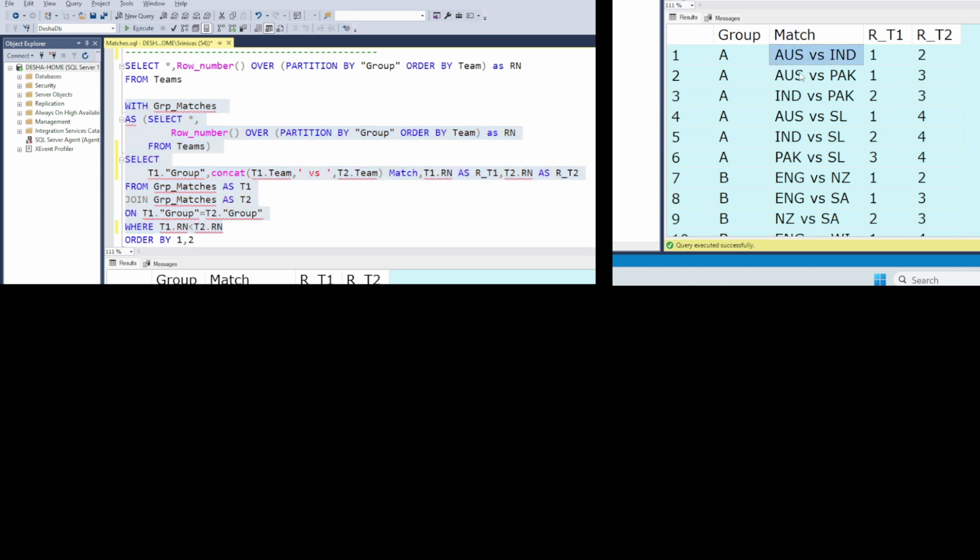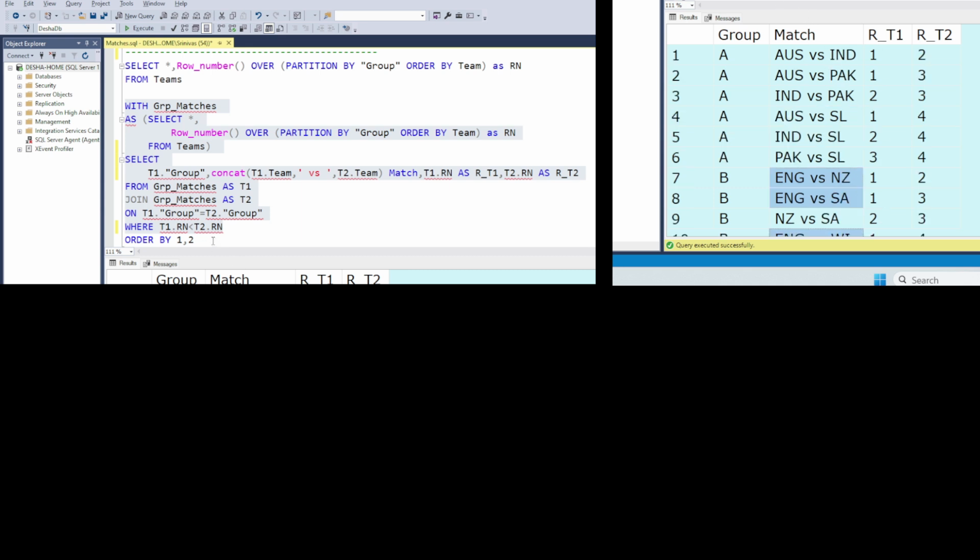Australia versus India, Australia versus Pakistan, India versus Pakistan, and Australia versus Sri Lanka. Since Sri Lanka is playing a match against Australia, we got Australia playing 3 matches, India playing 3 matches, and Pakistan playing 3 matches at a group level. And also in B, England versus New Zealand, England versus South Africa, England versus West Indies.